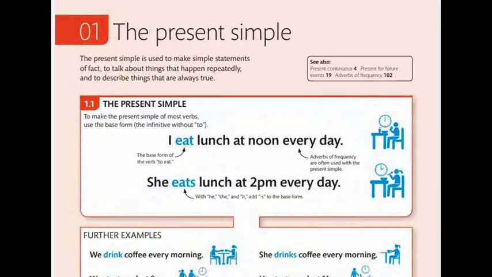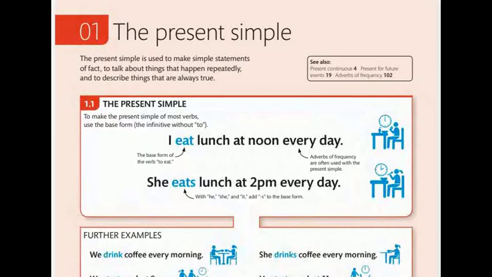Unit number 1, the present simple. The present simple is used to make simple statements about things that happen regularly and to describe things that are always true. 1.1. The present simple.